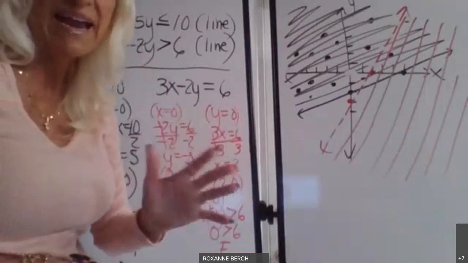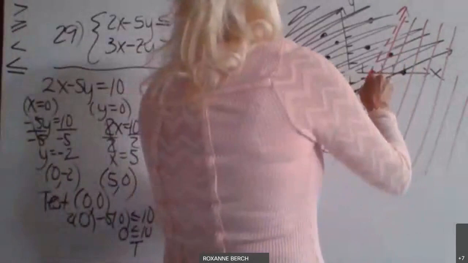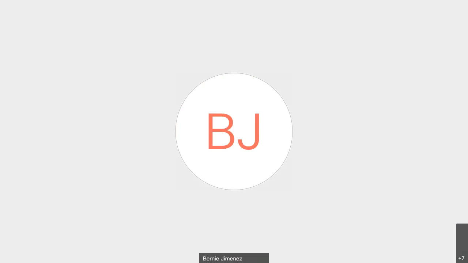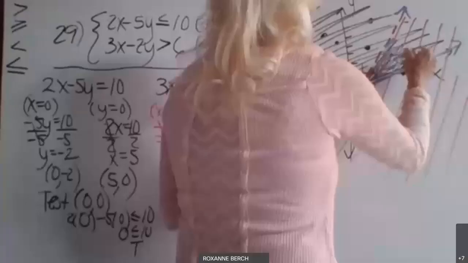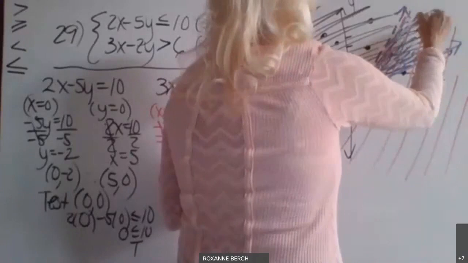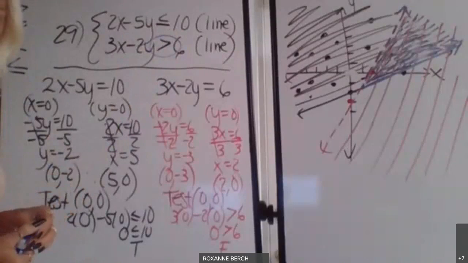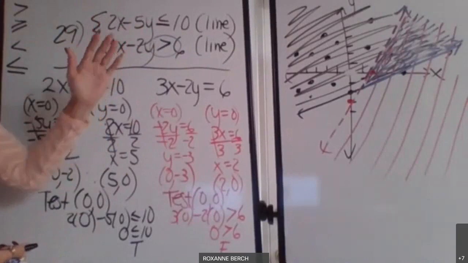So can you guys see where this is? It's going to be a solid boundary, a dotted boundary. And can you see where it is? It's in here. Can you guys see that? Miss Bridge. Yeah. But why was the second equation dotted? Okay, again, the second was dotted because greater than. So when it has an equal in it, it's a solid boundary. If it's greater than or less than, it has to be a dotted boundary.